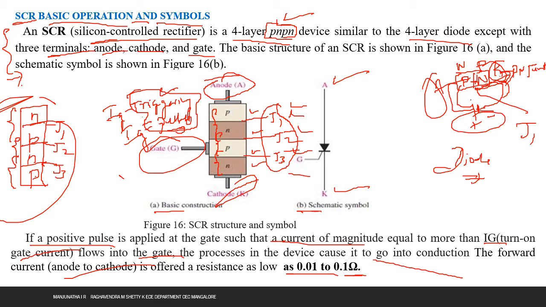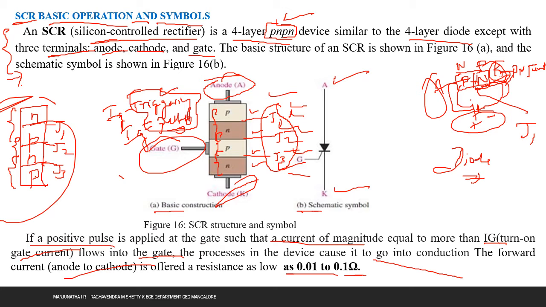So what is the resistance here? The resistance which is offered from junction 1, junction 2, junction 3, and it is not going to allow the SCR to be in the conduction mode. So if you want to make this SCR go into conduction mode, we want to break down all the 3 PN junction layers.